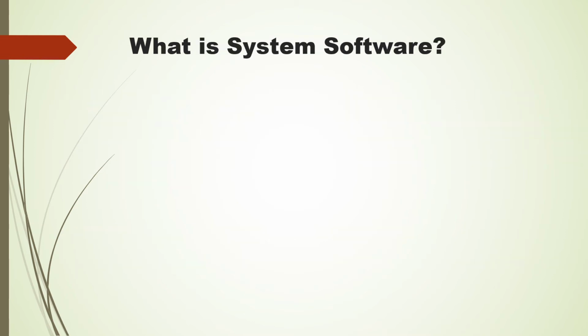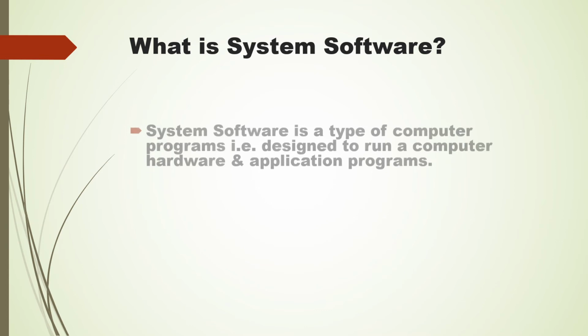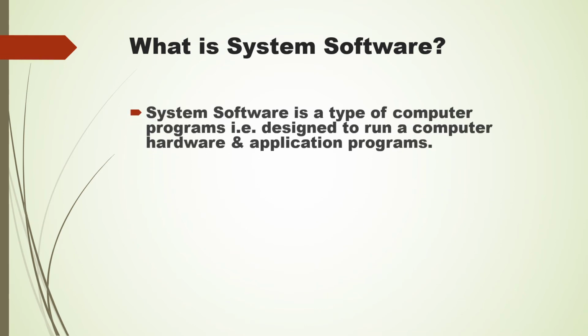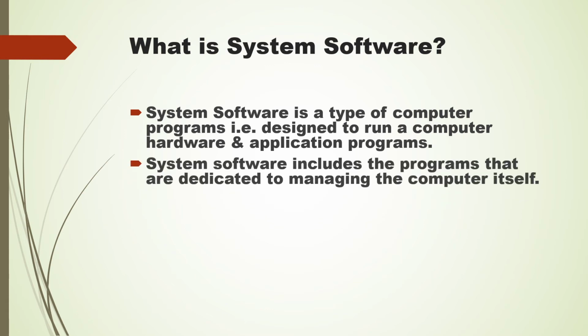Now we will see what is system software. System software is a type of computer program that is designed to run computer hardware and application programs. System software includes the programs that are dedicated to managing the computer itself. System software is computer software that is an interface between user applications and the hardware.